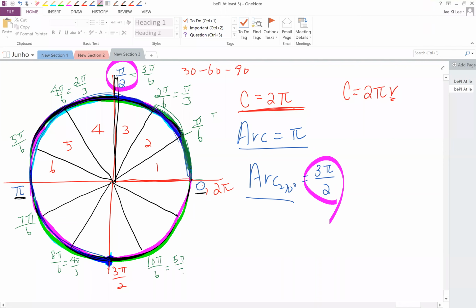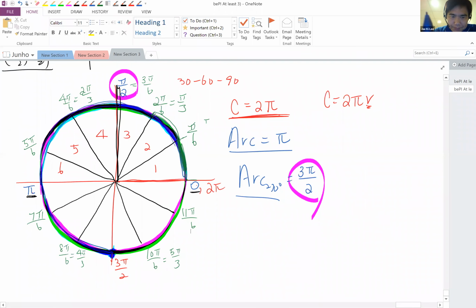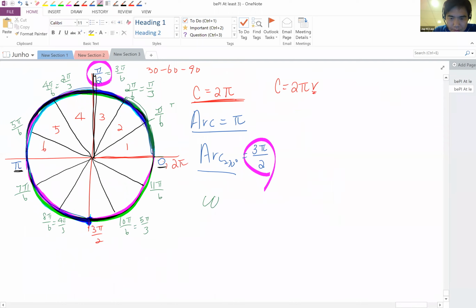So I assume you all know each point's ordered pair, and now we want to analyze sine and cosine values using radians from now on. I'm going to make it a little bit smaller so you can see the unit circle. How can you analyze cosine pi over 3?